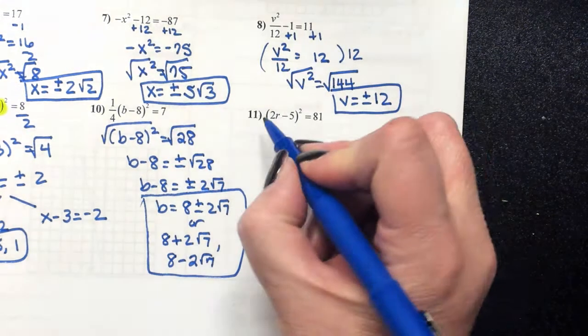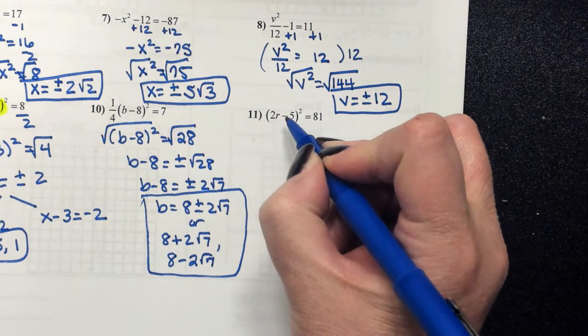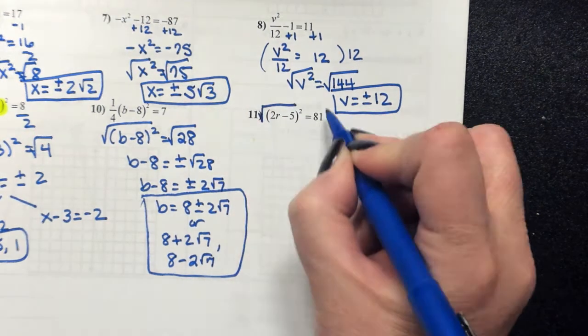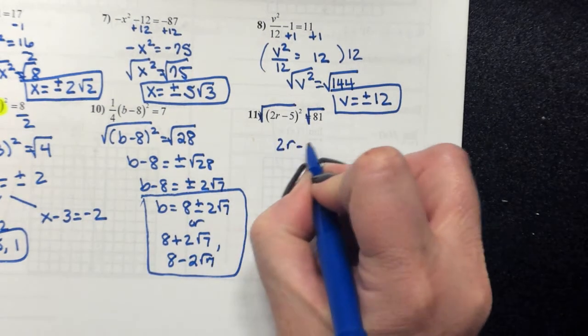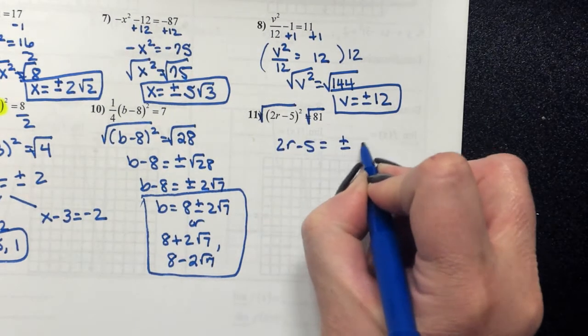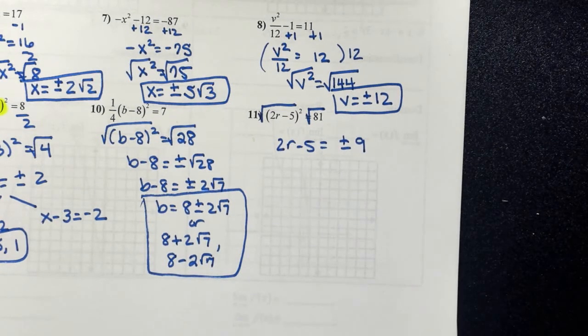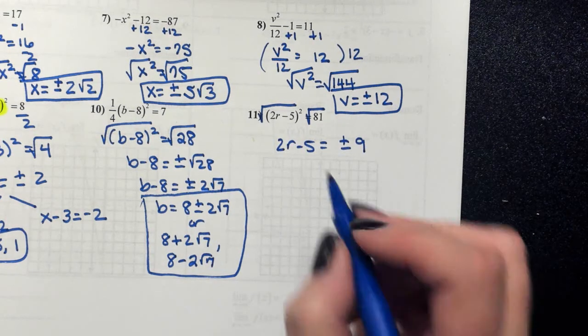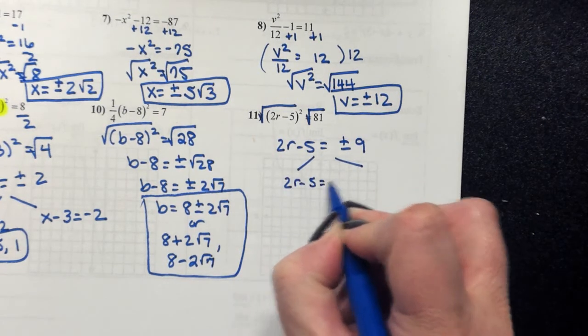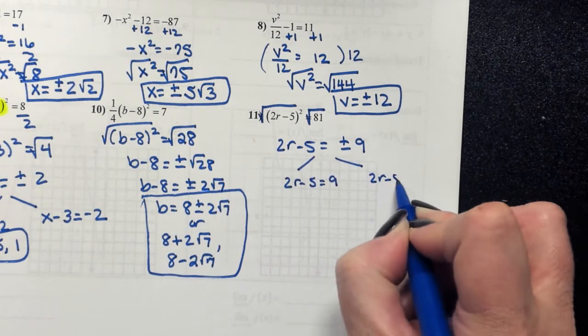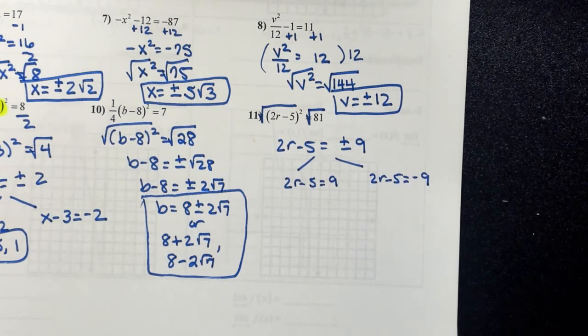So when you do number 11, I already have the parentheses squared by itself, so I'm ready to go ahead and take the square root. So I have 2r minus 5 is equal to plus or minus 9. Again, in this case, remember you've got the radical gone, so you have to split this out into 2r minus 5 equals 9, and 2r minus 5 equals negative 9.